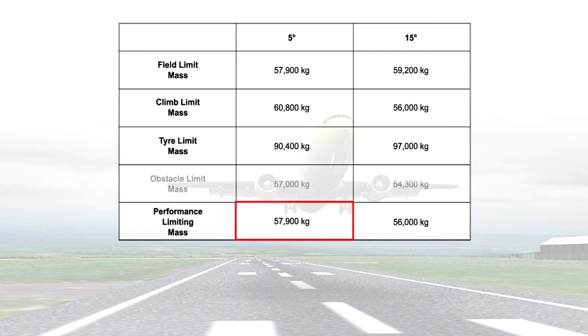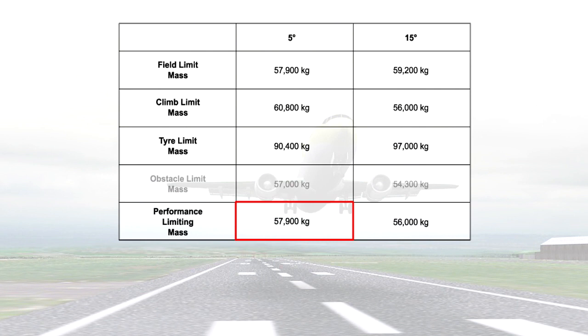If a pilot were in a position to choose between setting 5 or 15 degrees flaps, then the higher performance limiting mass of the two would be selected, since it allows for the greatest mass and therefore the greatest potential revenue. Therefore, in our example, a 5 degrees flap setting would be used, and the performance limited takeoff mass would be 57,900 kilograms instead of a mass of 56,000 kilograms.